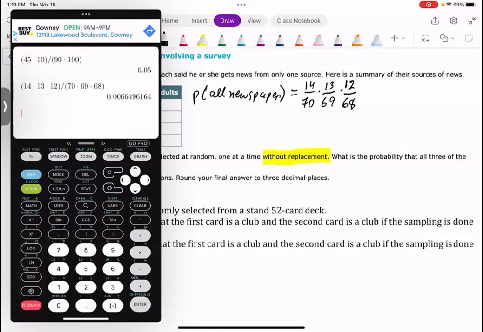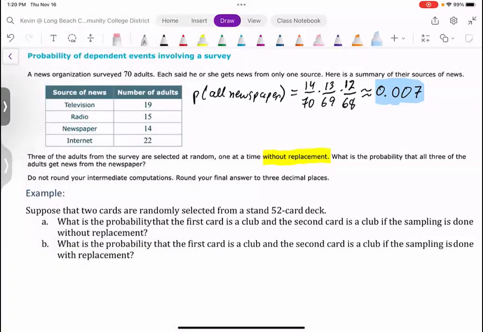And let's see what we get. It's about 0. I want 3 decimal places. That's fine. 0, 0, 7. That's what that's going to round to. Next up.